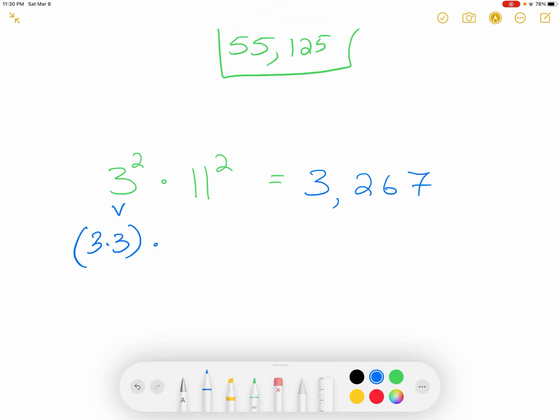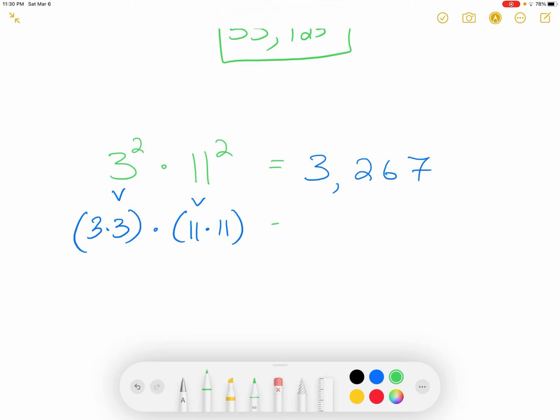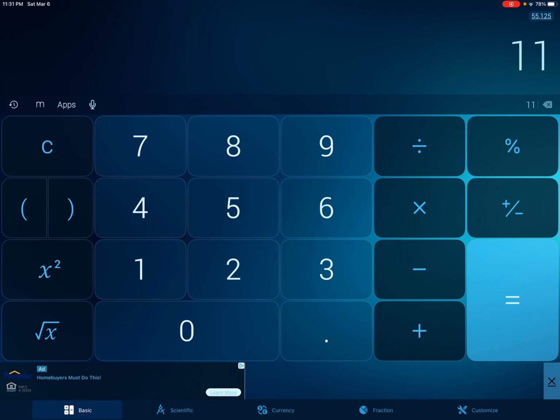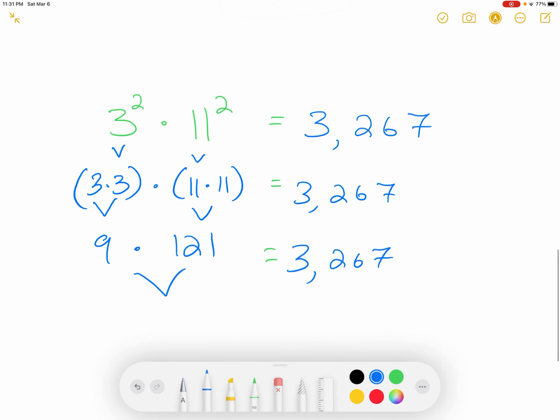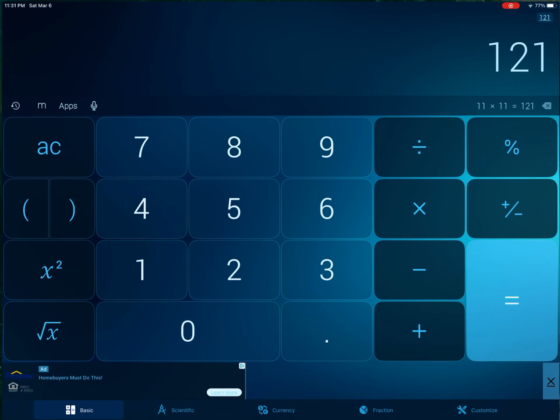Well, you first just break it up. 3 times 3 times 11 times 11. You expand it out. You write the equal sign again, because that's what you're trying to get to, which is 3,267. We're just going to write that. Okay, let's track it. 3 times 3 is 9, times 11, using my calculator. 11 times 11, 121. 121 times 9, let's see what that equals.